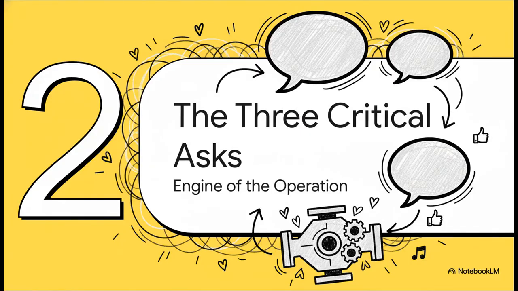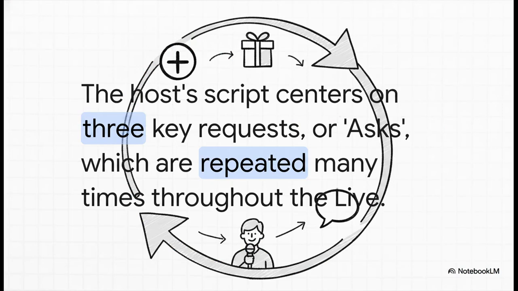But here's the thing, that positive vibe isn't just for fun. It's the foundation for the real engine of this whole operation. And that engine is powered by 3 critical requests, or asks, that the host makes on a constant loop. And this is where the strategy really becomes crystal clear. It's not just about making people feel good. That positive feeling is strategically used to drive very specific actions from the audience. The entire script is built around getting you, the viewer, to do something.